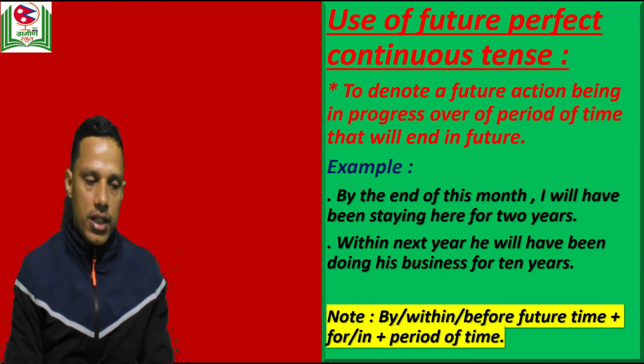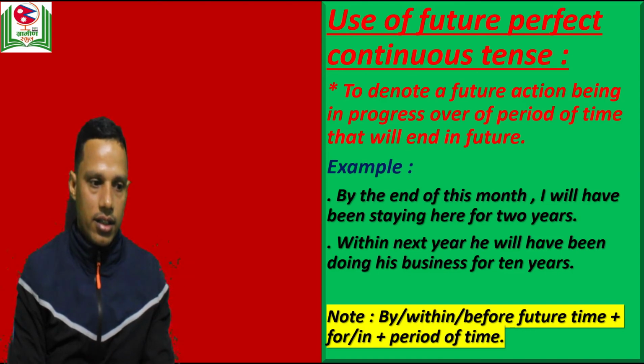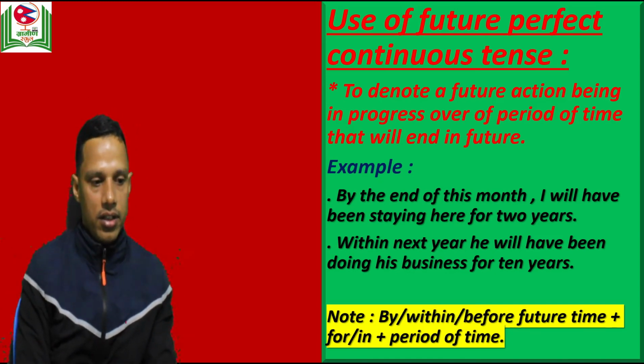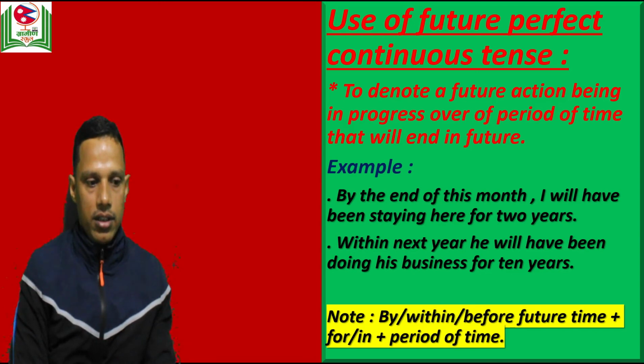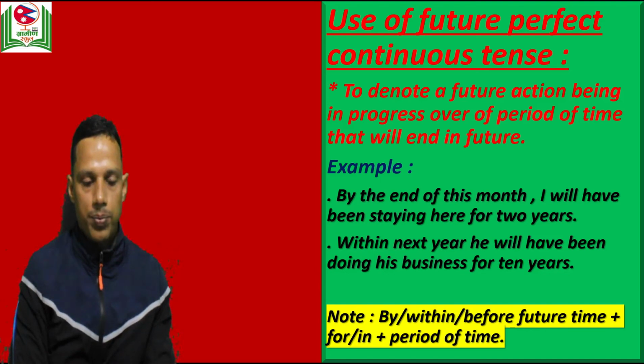Then in what condition do we use future perfect continuous tense? We have the first condition. We use this tense to denote a future action in progress over a period of time that will end in future, for example, by the end of this month. By the end of this month, I will have been staying here for 2 years. Within next year, he will have been doing his business for 10 years. These sentences indicate future perfect continuous tense. Now, you have to note the use of by, within, before, plus future time, plus for or in, plus period of time. This is the thing you have to notice.